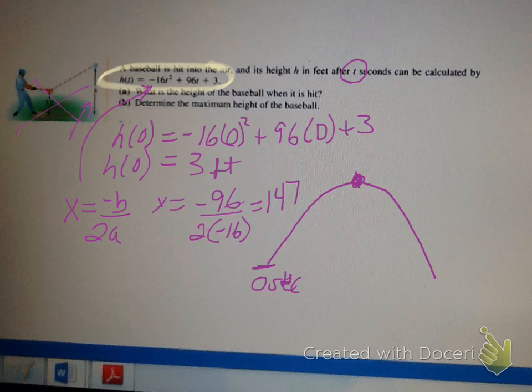So you know that that's going to be the x coordinate here. Well, you know x are seconds, so, or x is height. And so you know that it's going to be 147 feet at the vertex. That's going to be the highest point. So that's going to be the highest point that baseball hits. Sometimes they'll ask you, when is it going to hit the ground? And we'll talk about that on another video.